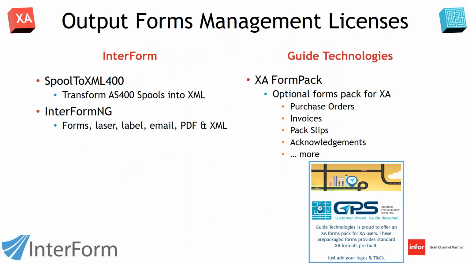So if you buy this product, which you would buy from Infor, it comes with 2 license codes. The first license code is for the forms that are generated by XA, spool to XML. We convert those forms, and then we have the form management tool itself. So there are 2 license programs that go along in there. Guide Technologies is offering the FormPack. When you buy from Infor, you're buying the format, you're buying the tool. When you buy from Guide, you're buying the XA interface with that form already created.